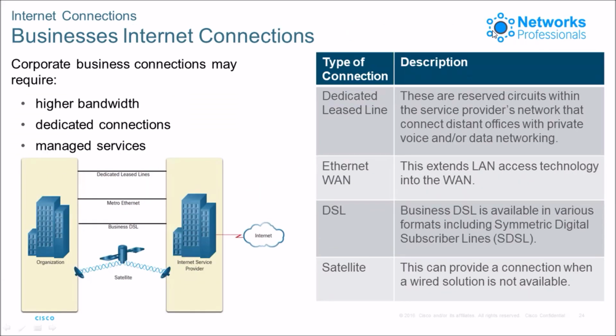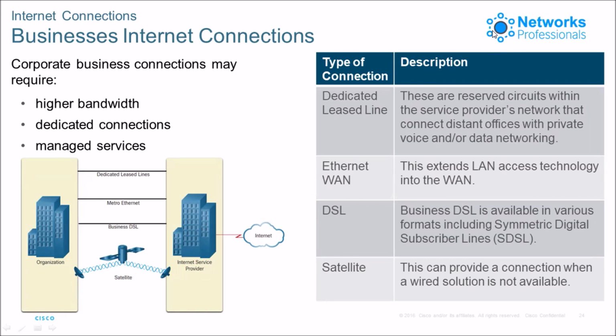Business internet connections. Corporate connection options differ from home user options. Businesses may require higher bandwidth, dedicated bandwidth, and managed services. Connection options that are available differ depending on the type of service providers located nearby. The following figure illustrates common connection options for business internet like dedicated leased line, Ethernet WAN, DSL, and satellite.